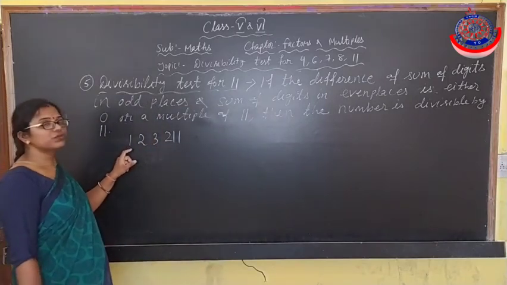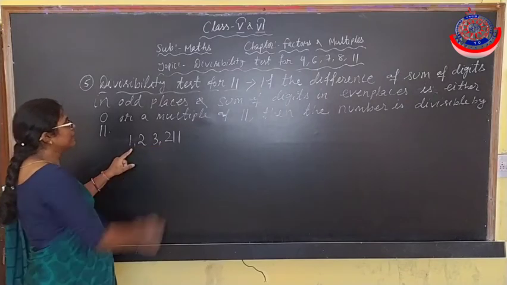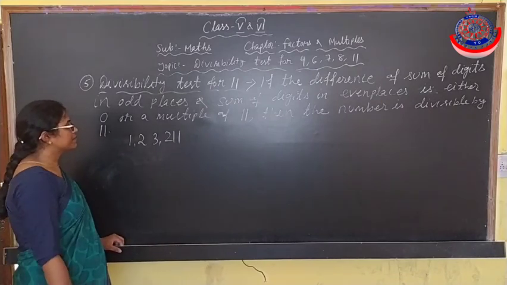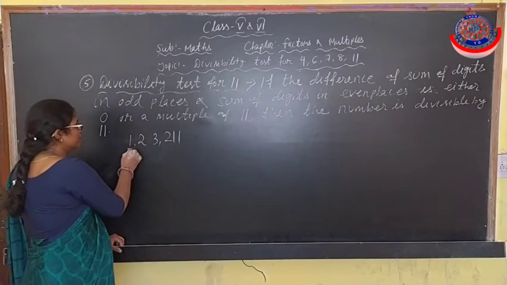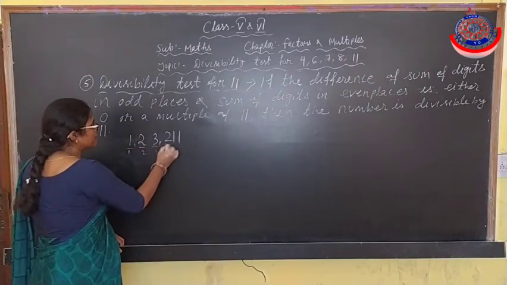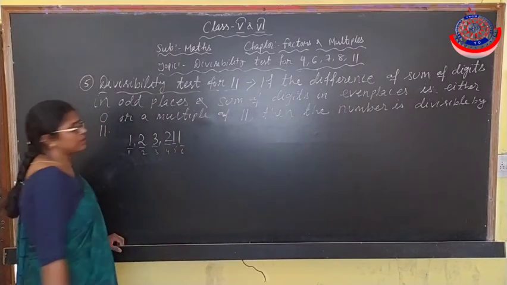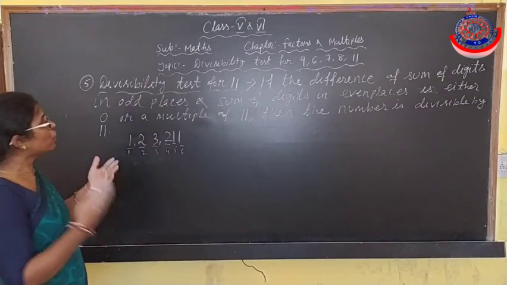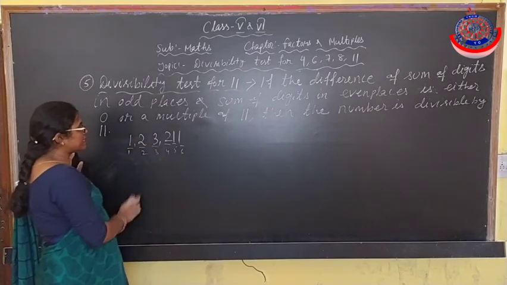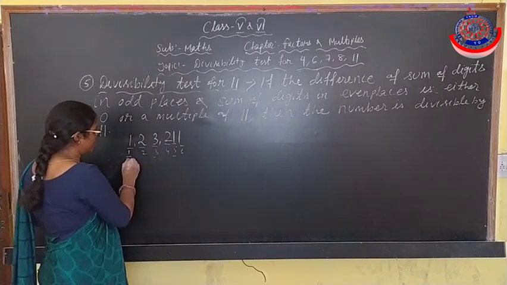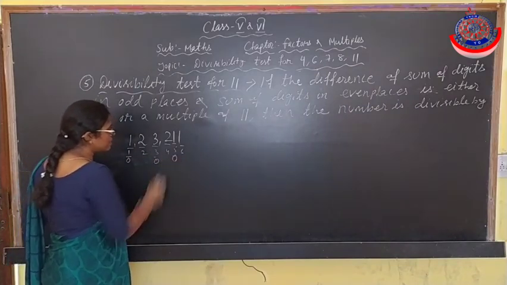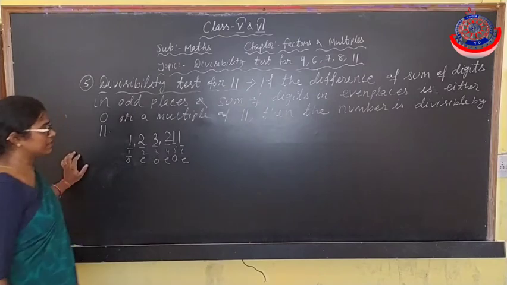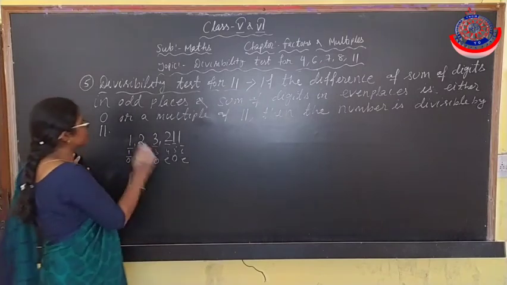Our number is, suppose, 1,23,211. Now we will check this number. Suppose this is your first place, second place, third place, fourth place, fifth place and sixth place. Here you should confirm the sum of digits in even places and odd places. Which are the odd places here? 1, 3 and 5. This is an odd place, this is an odd place, this is an odd place. 2 is an even place, 4 is an even place, 6 is an even place. Clear? Now we will find the sum of digits.